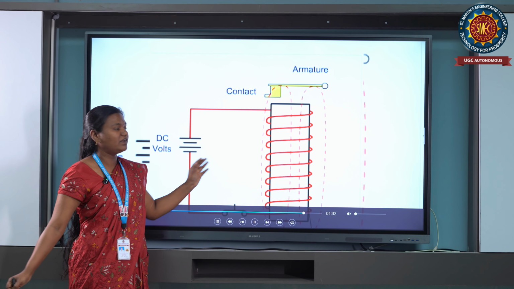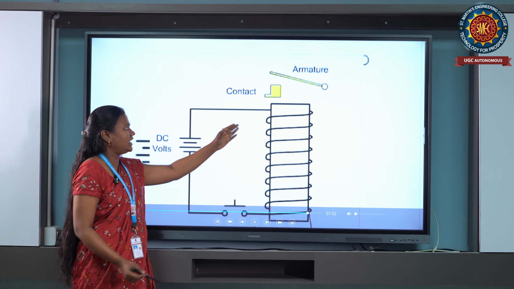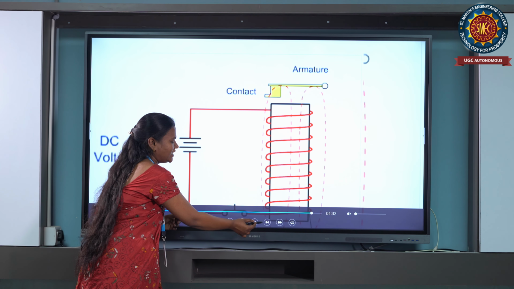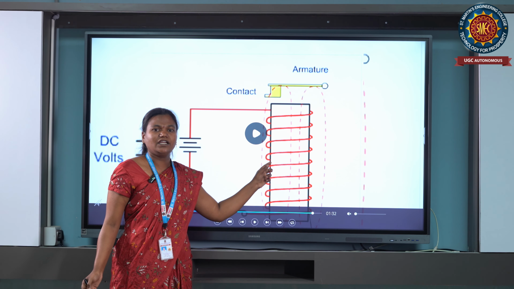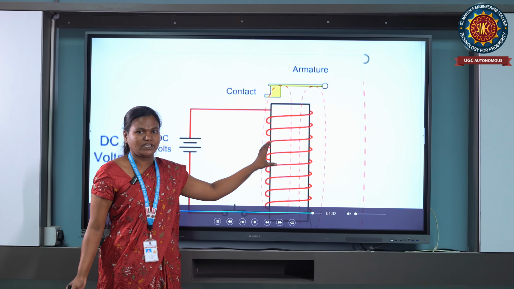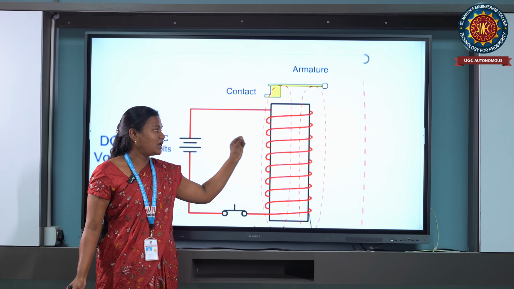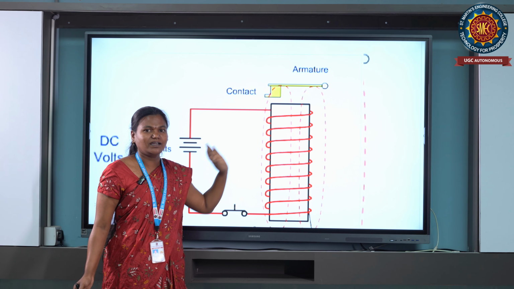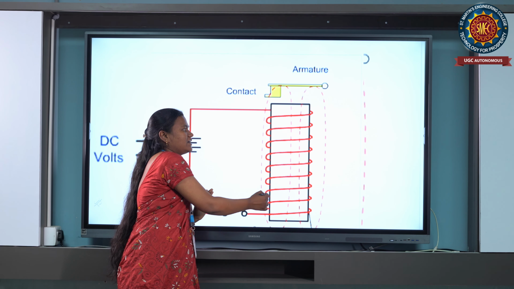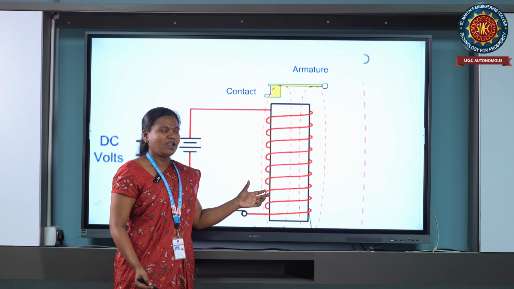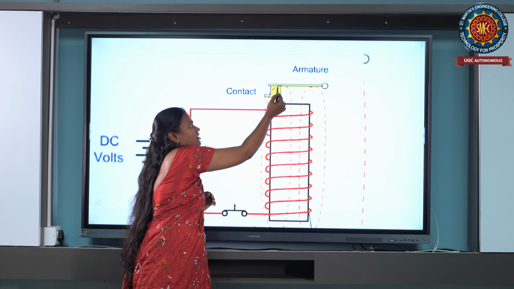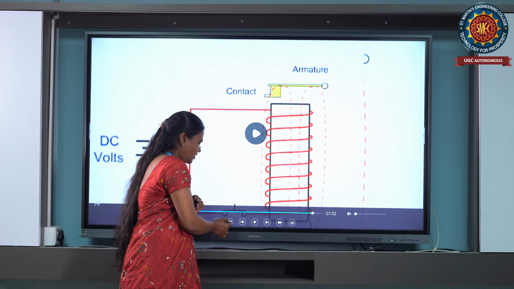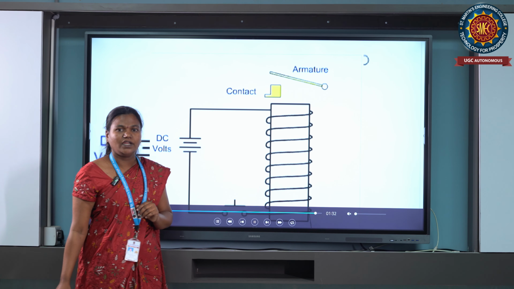How will the relay work? When we provide the supply to this relay, this coil will be energized. I am considering the armature type, so because of the principle of attraction, it will work. When we energize the coil, it produces some flux. Because of that flux, the moving contact touches the fixed contacts, then the relay will operate.